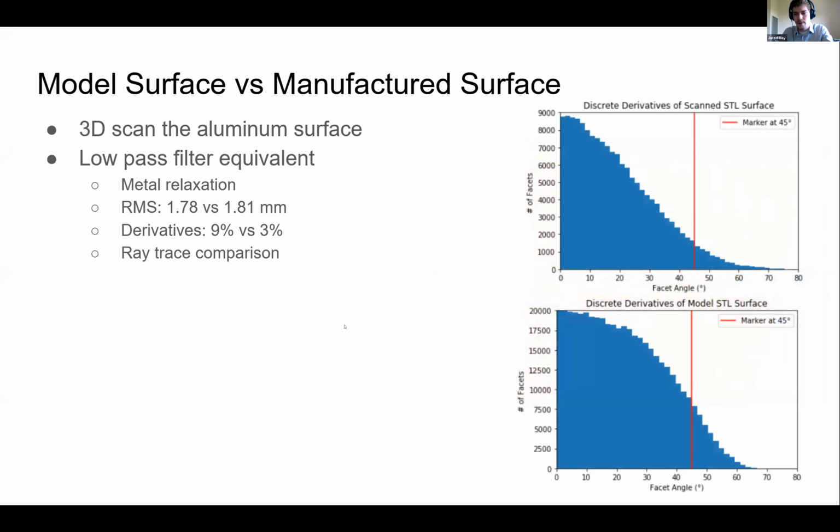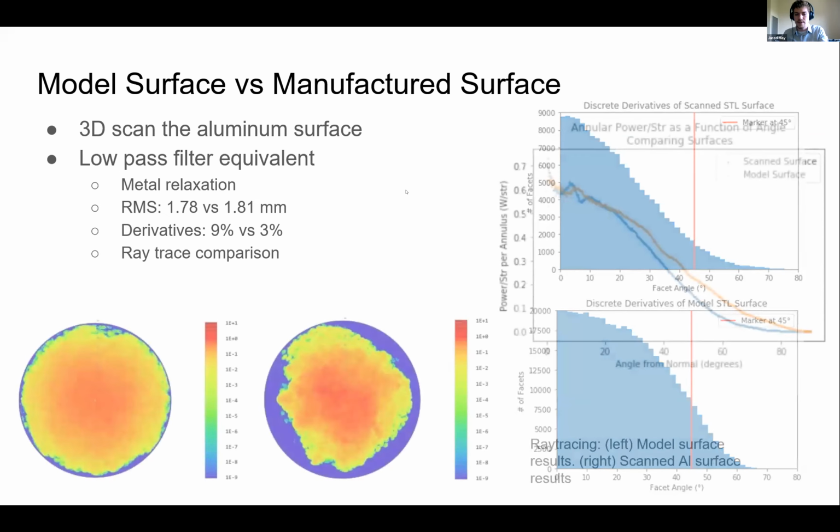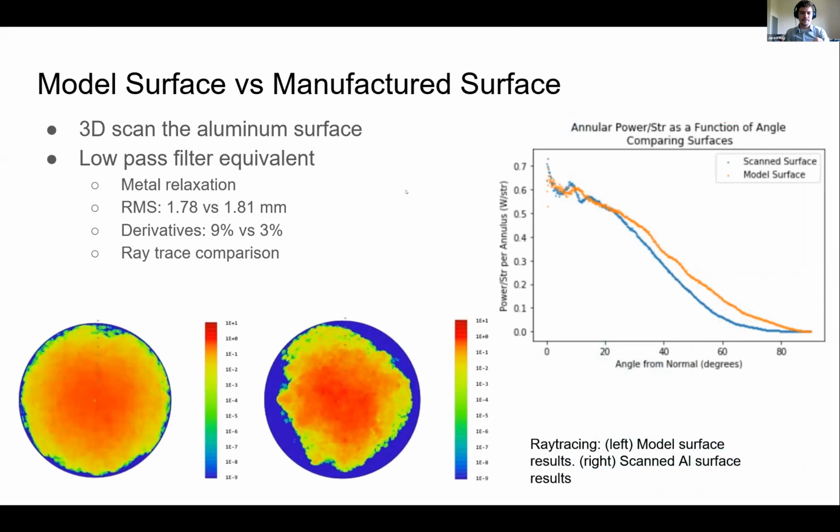And if we look at the plot of the derivatives, like I said before, 9% of the surface from our model was at or above a 45 degree facet, so it can scatter out to those really large angles, whereas only 3% of the manufactured surface is at or above 45 degrees. So while it still has those steep angles, less power will make it out to those large angles. And that shows itself in the ray tracing results.